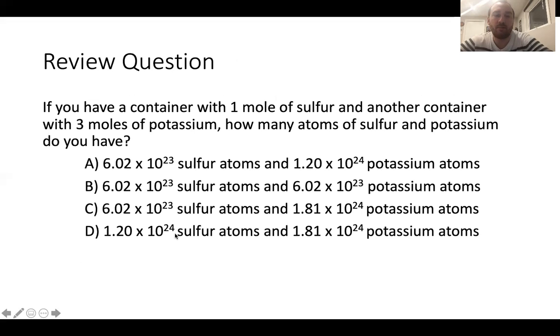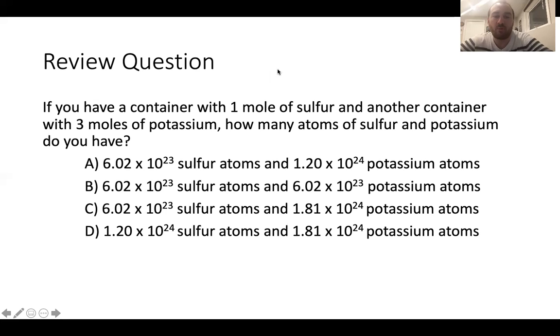Okay, so a quick review question from the previous lesson. Go ahead, pause the video, and see if you can calculate the correct answer for this problem. So the question states that if you have a container with 1 mole of sulfur and another container with 3 moles of potassium, how many atoms of sulfur and potassium do you have?